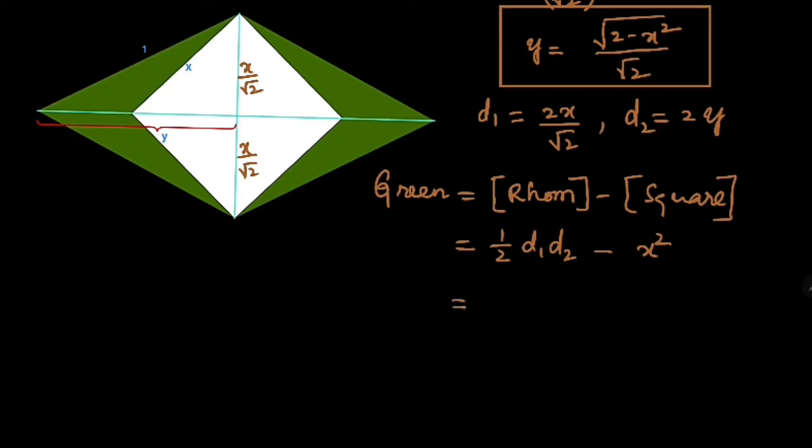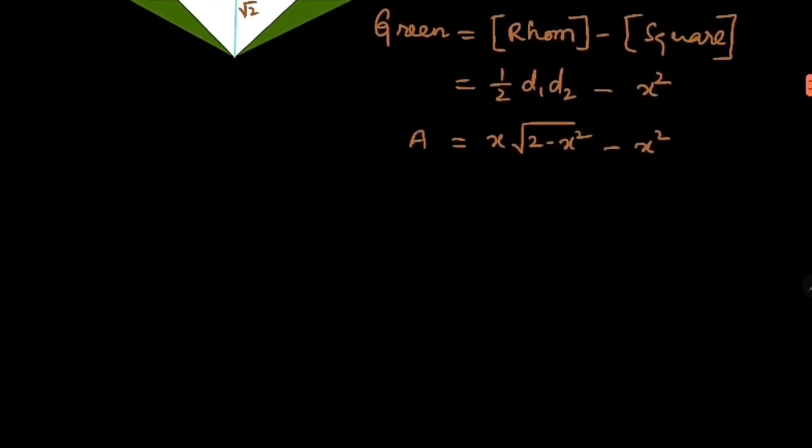On simplification, you are going to get the area of the green portion as x into square root of (2 minus x square) minus x square. This is the area of the green shaded region. Let us take this green shaded area as A.